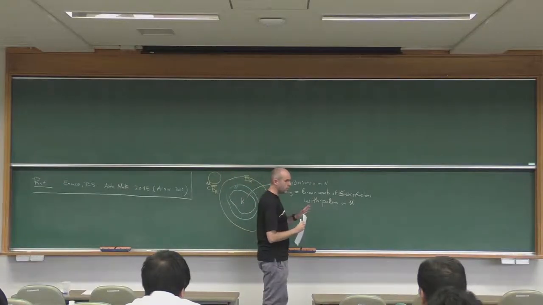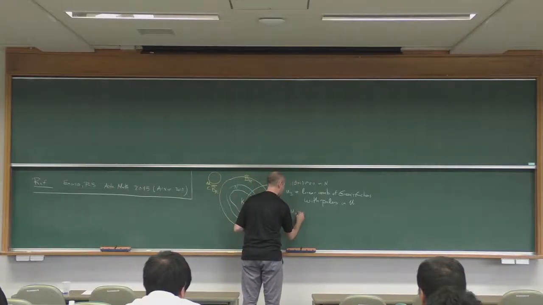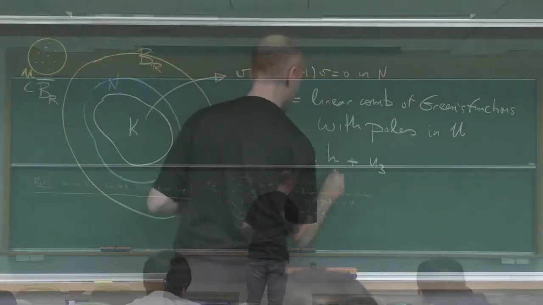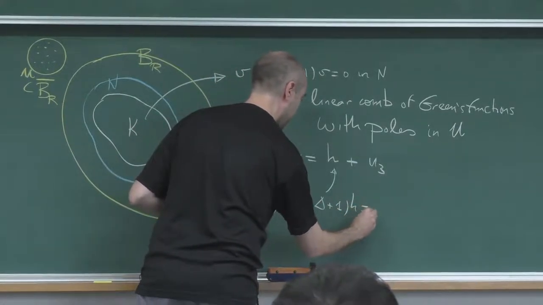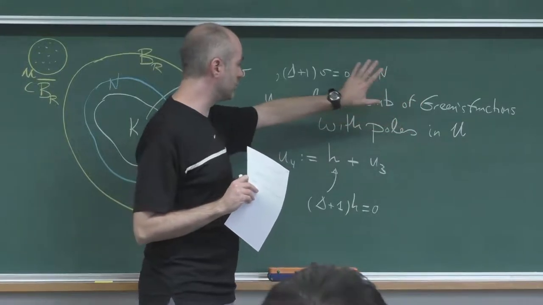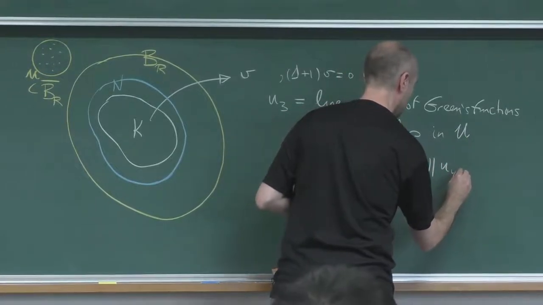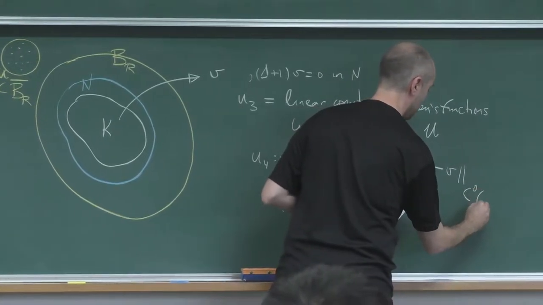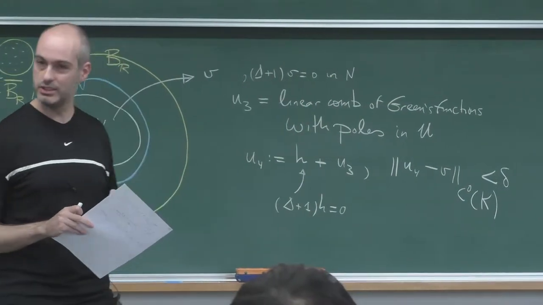And if you follow the procedure, we can define a function U4, which is H plus U3. Remember this H, I introduced it yesterday, it's simply a solution to the Helmholtz equation. And then, when you add this U3, which is some linear combination of Green functions with poles here, you get that this U4, when you compare U4 with your function V, uniformly in the set K, this is small. Okay, this follows from all the construction yesterday.